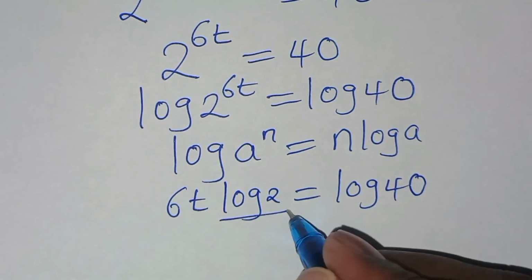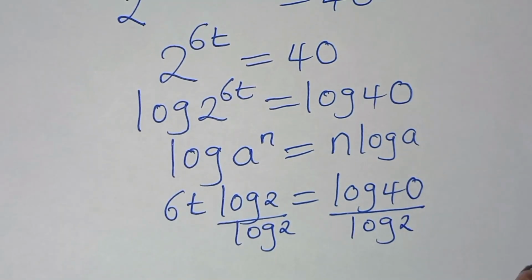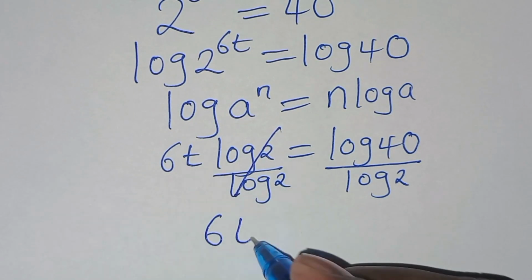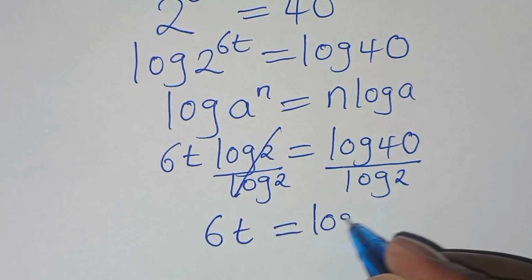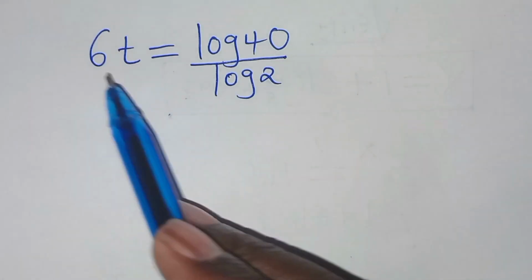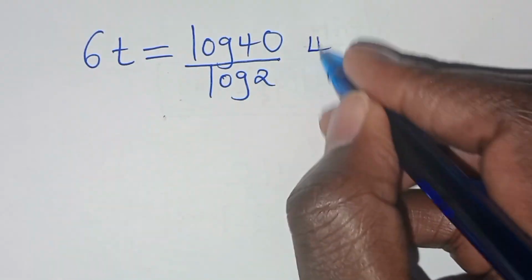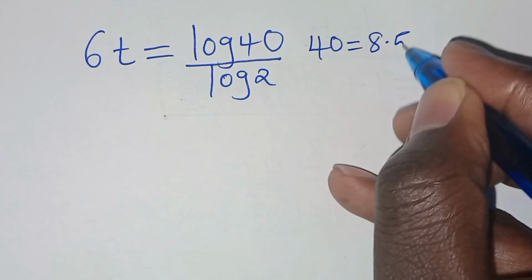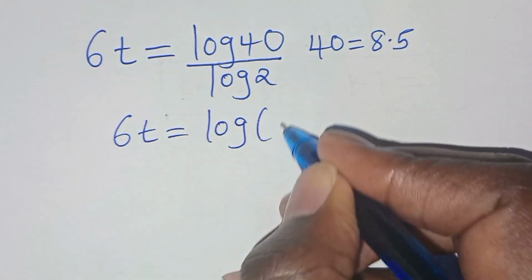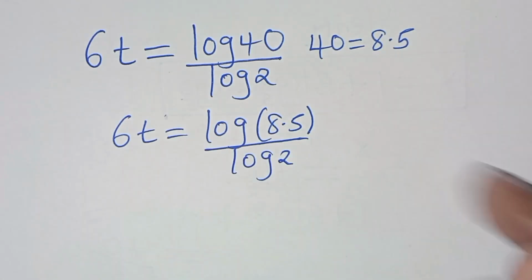So let's divide both sides by log 2. If you simplify here, log 2 and log 2 cancel, so that now 6t is equal to log 40 divided by log 2. We have 6t equal to log 40 divided by log 2. We can express 40 as 8 multiplied by 5. So here we have 6t equal to log of 8 times 5 divided by log 2.